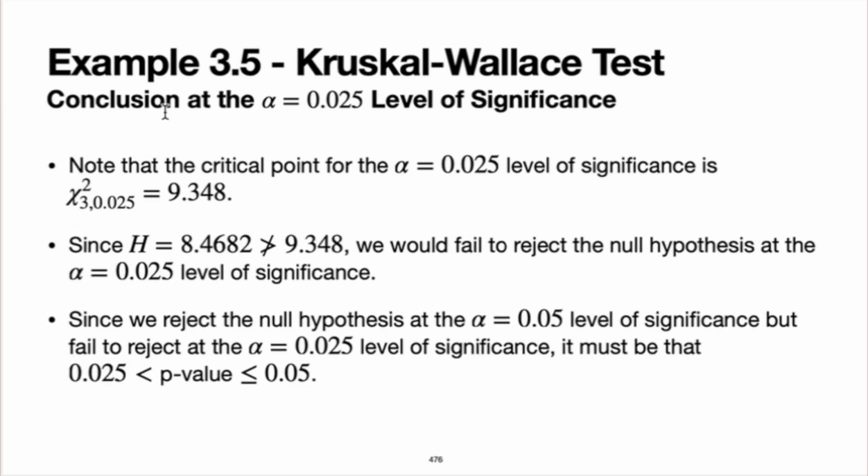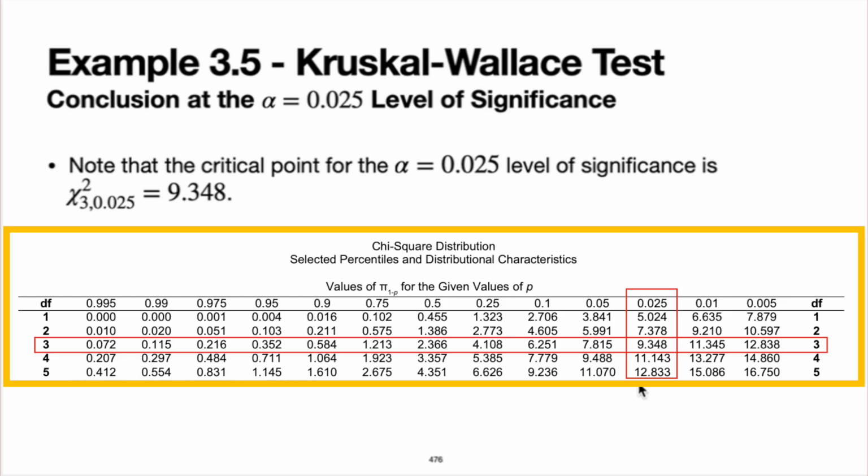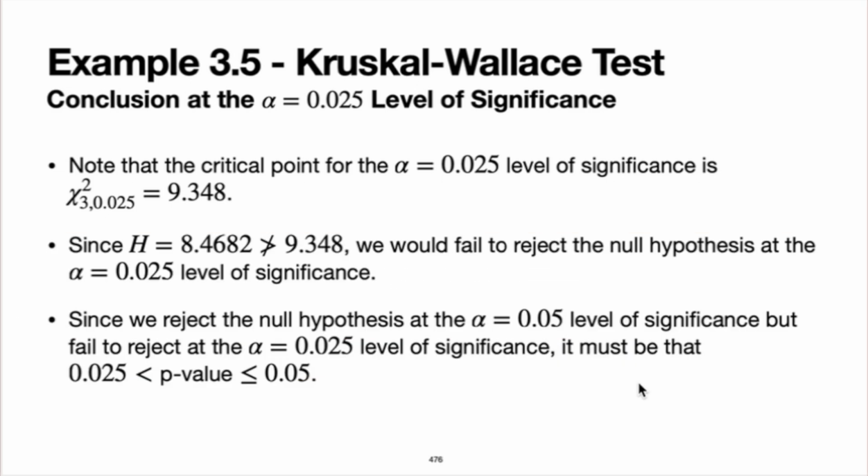Alright, so I also want to point out, what would be the conclusion at the 0.025 level of significance? So how significant is the value of the test statistic 8.4682? At the 0.025 level of significance, the critical point is 9.348, again obtaining that from the chi-square table. And since the test statistic 8.4682 is not greater than 9.348, we would fail to reject the null hypothesis at the 0.025 level of significance.